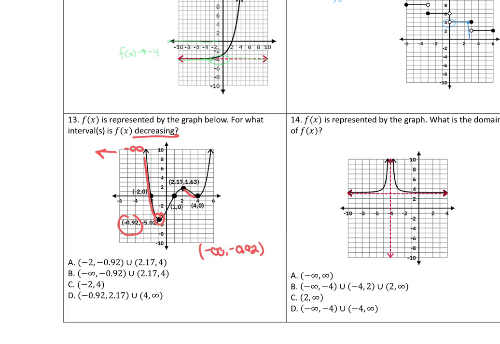0.92. Well, letter A is not right. Letter C doesn't have it. Letter D doesn't have it. And just to check B, this dot starts at 2.7 and goes until 4, which is what that one says. Right there. So my answer is B.